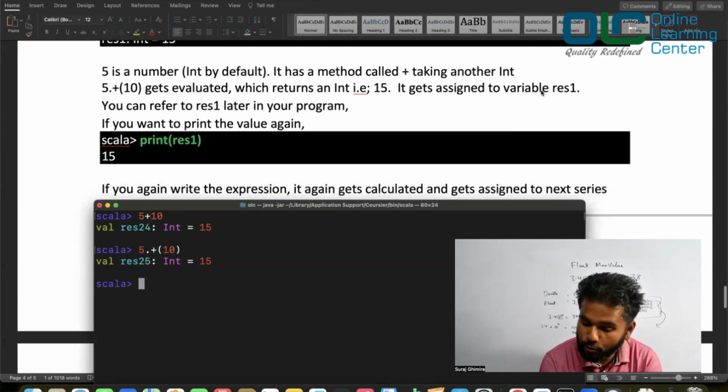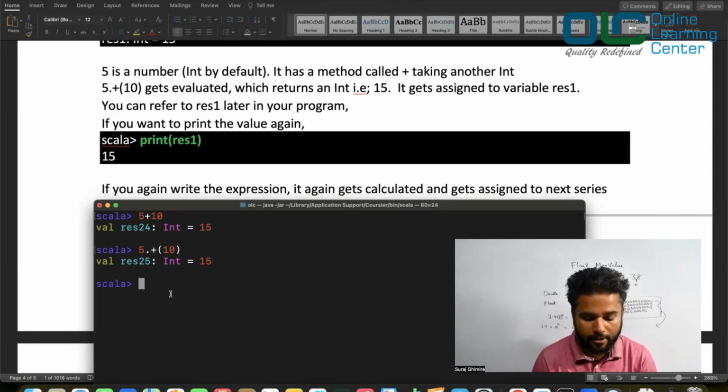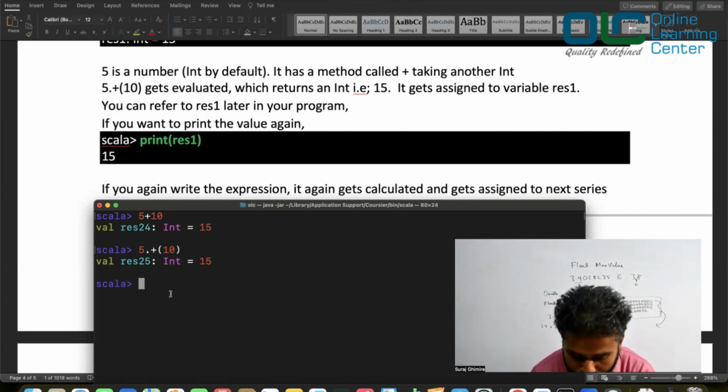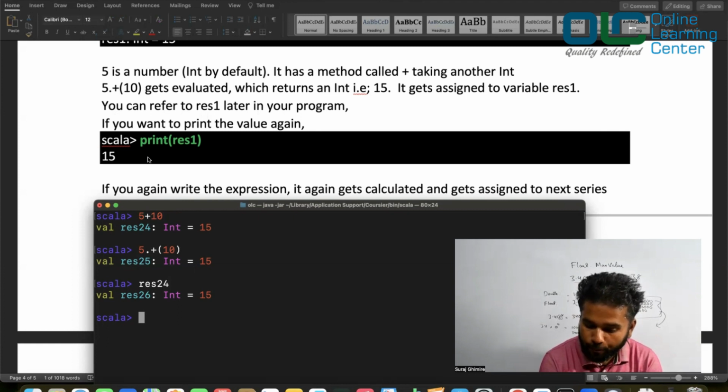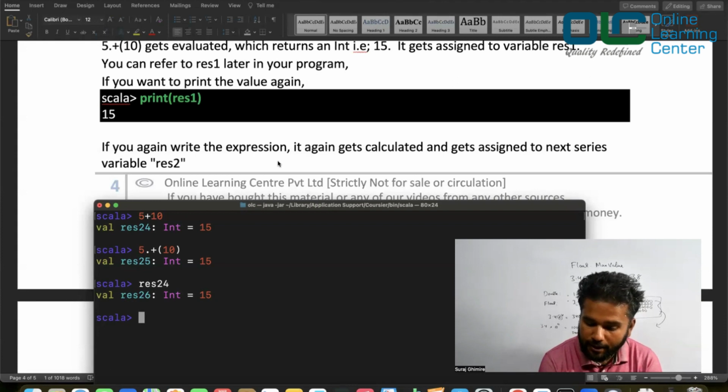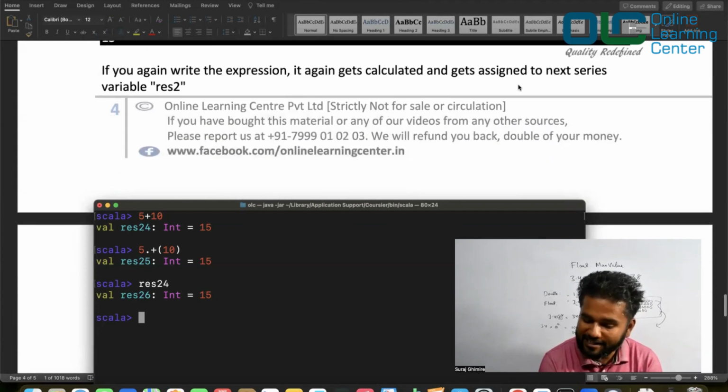It gets assigned to a variable res1. In my example, if you see, 5 plus 10, we got 15, but that's assigned to a variable called res24. You can refer to res later in your program. When you are doing it on REPL, this is what happens. So you can actually access this res24, res25. If you want to print, you can just say print res1. It gets printed. If you write the expression again, it again gets calculated and gets assigned to the next series variable, that is res2. So I've got res26, right?